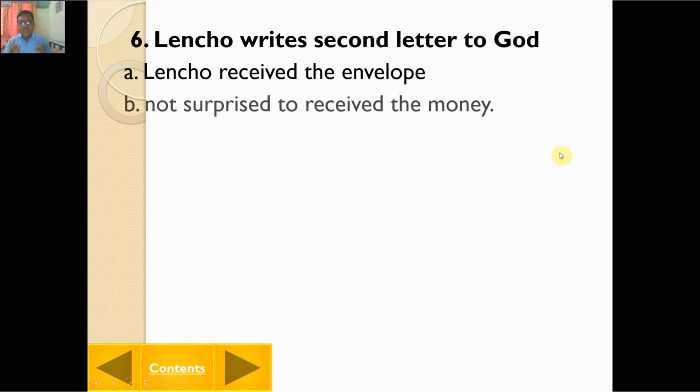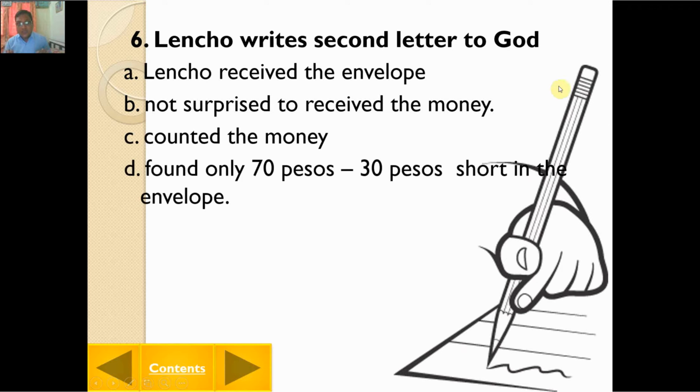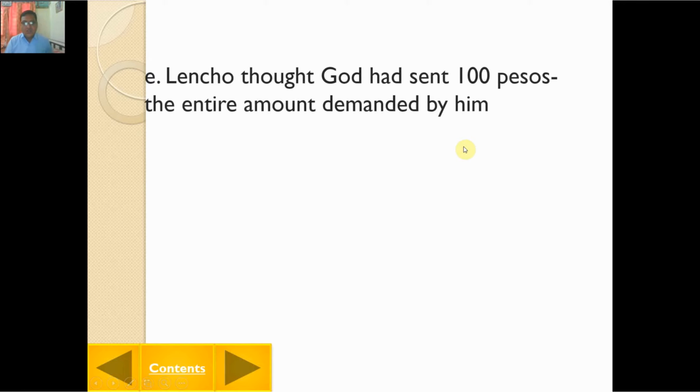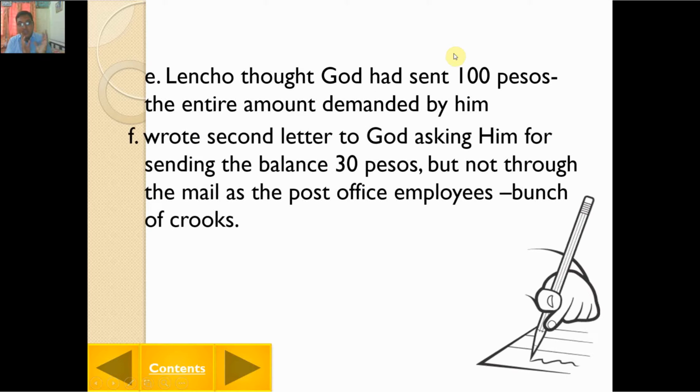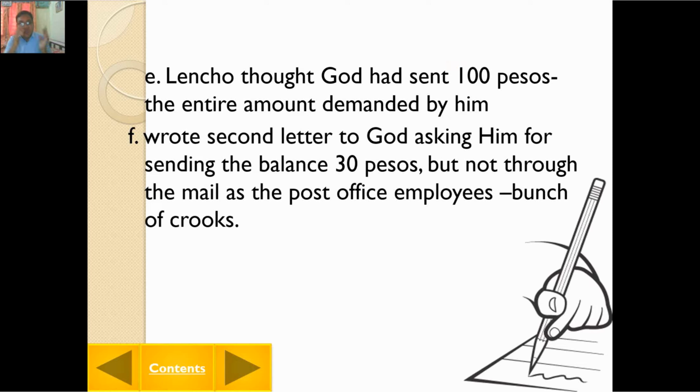Lencho writes a second letter to God. Point number 6, Lencho writes a second letter to God. The corresponding subpoints: Lencho received the envelope, was not surprised to receive the money, counted the money, and found only 70 pesos, 30 pesos short in the envelope. Lencho thought God had sent 100 pesos, the entire amount demanded by him. In the second letter, he asked God to send the balance 30 pesos, but not through the mail, as the post office employees are a bunch of crooks.